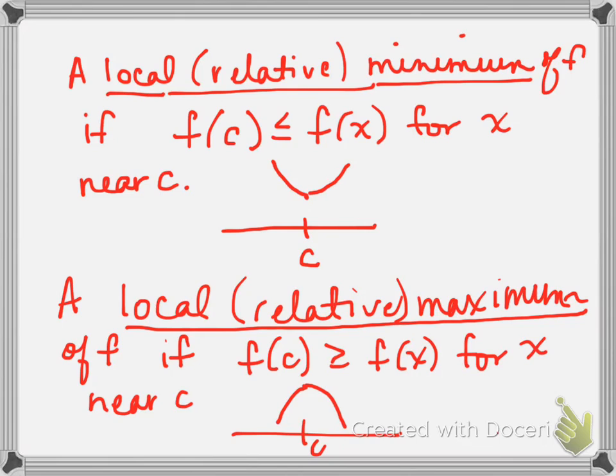Now, what exactly is the local relative maximum or local relative minimum? The actual minimum is the f of c. It is the y value that is the smallest. Or for the local or relative maximum, it's f of c. It's the output. That is the thing that is the maximum.